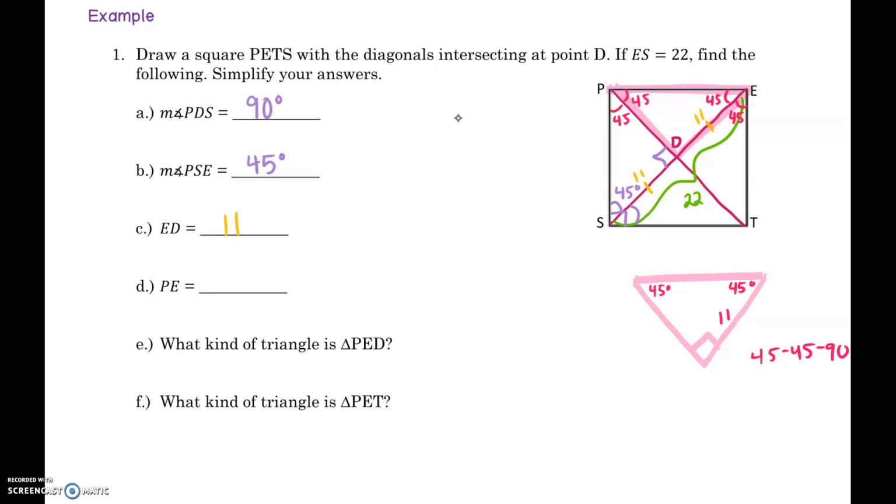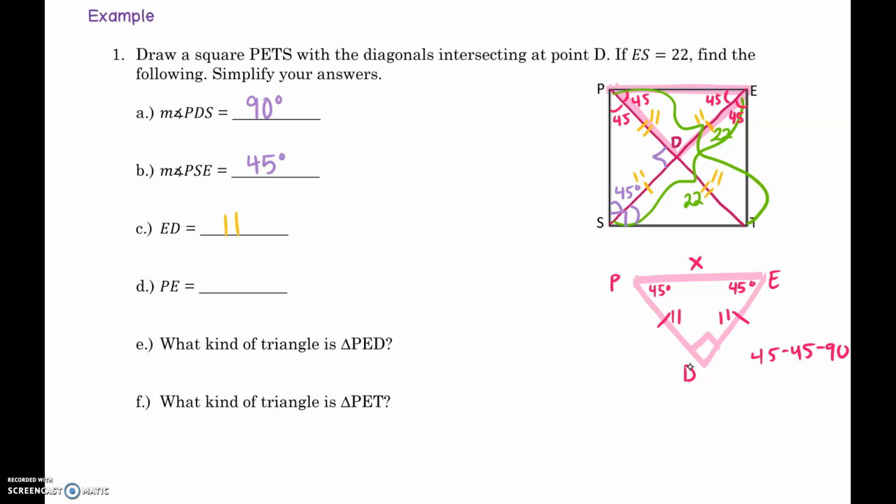So if SE is 22, we know that PT is also 22, making PD congruent to DT, and those will both also measure 11. So we have our 45-degree angles. We know that this is an isosceles right triangle. So our two sides, PD and DE, are congruent. They both measure 11. Now we can use our special right triangle rules to solve for PE.